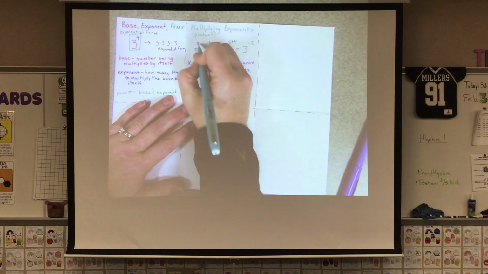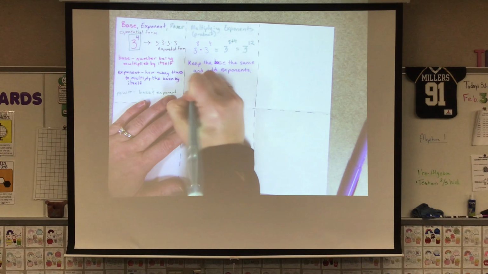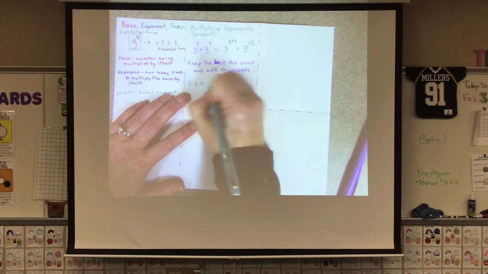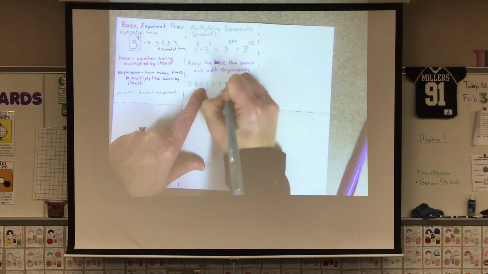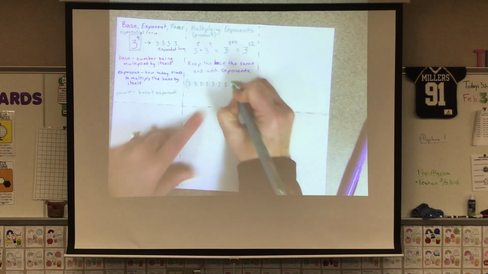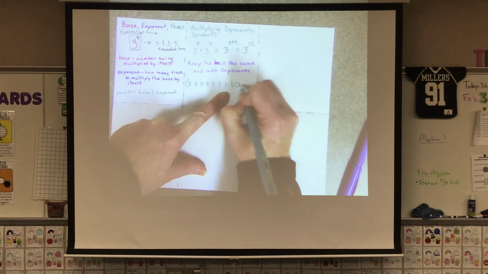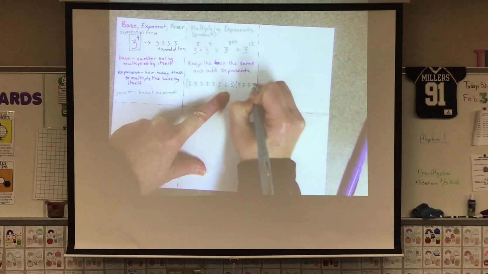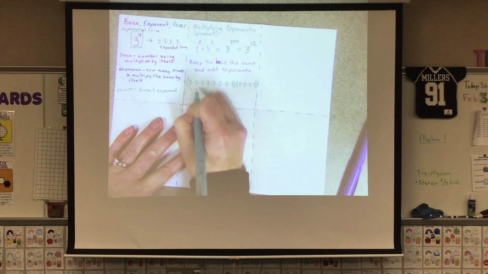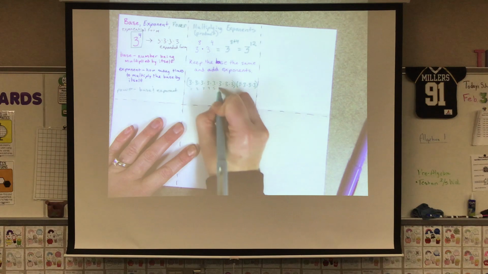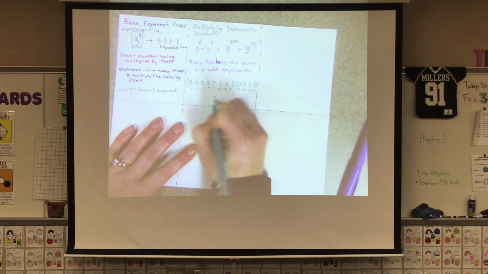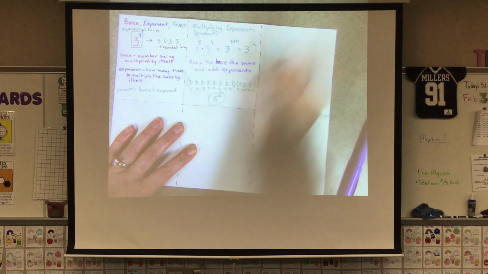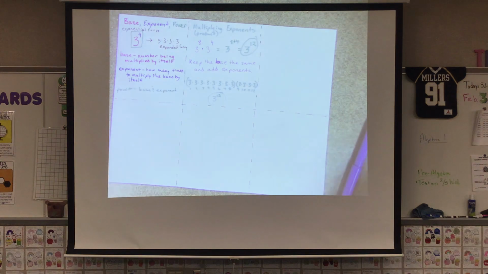Okay, so if we take 3 to the 8th and we actually write it in expanded form, that's 3 times itself 8 times. So that's our first group. And then our second group would be 3 times itself 4 times. And if we count those all up, 1, 2, 3, 4, 5, 6, 7, 8, 9, 10, 11, 12. So it becomes 3 to the 12th. Okay. So again, that is how we work with multiplying exponents.